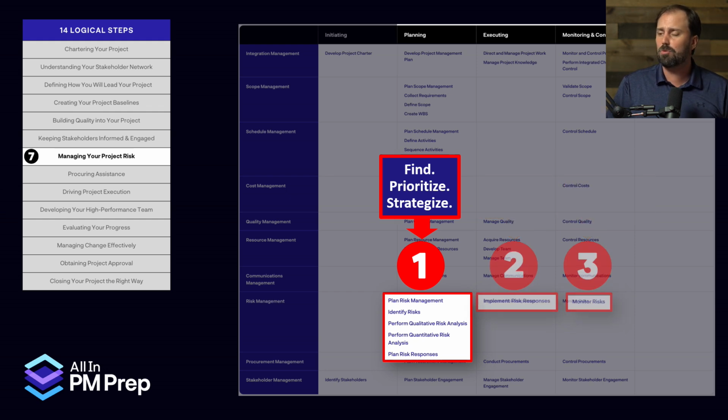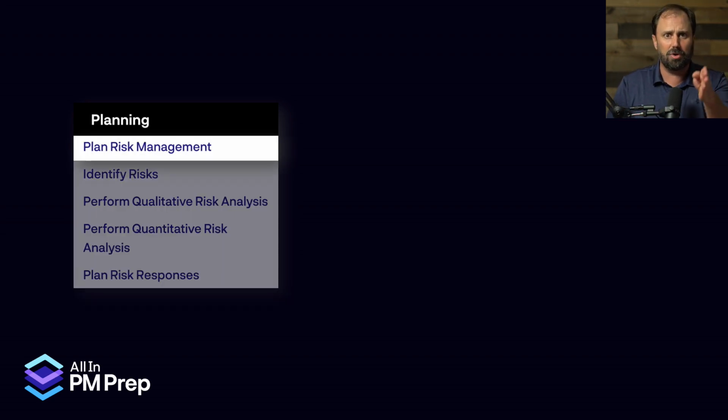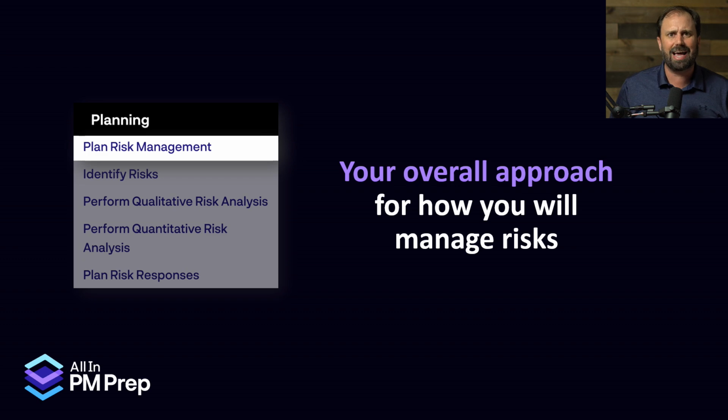Now, as we move forward, we're going to talk about step 1. Let's dive in. In planning risks, there are 5 little processes. That top one, plan risk management, the way we summarize that is that's our overall approach for how we're going to manage risks. It's like, who's responsible for risks? Where do we write them down? How often do we meet? All those details that talk about how we're going to manage risks from the beginning to the end.